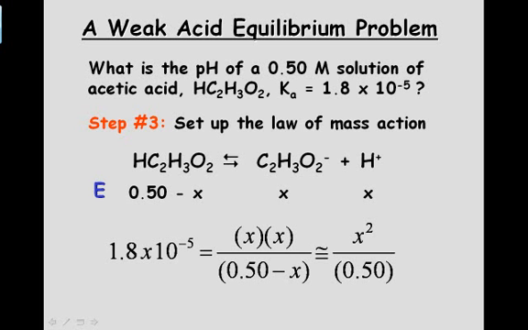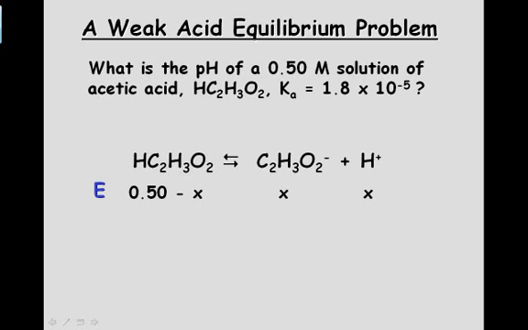Now, you could choose to graph the original 1.8 times 10 to the negative fifth equals X squared over 0.5 minus X. Or if you want to solve this algebraically, you can take out the change in X in the denominator and then simply solve for X. As long as your X value when you estimate ends up being less than 5% of the original value that you would have subtracted it from, then it's a plausible estimate. Okay, so it is possible to estimate here.